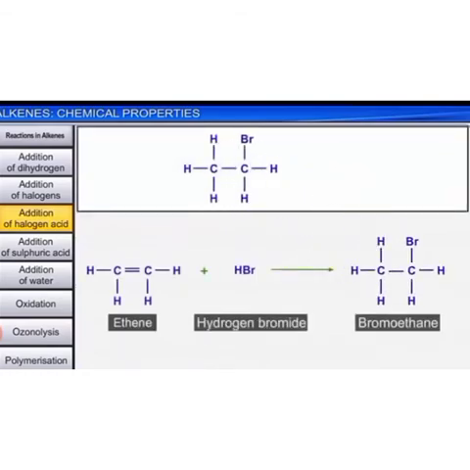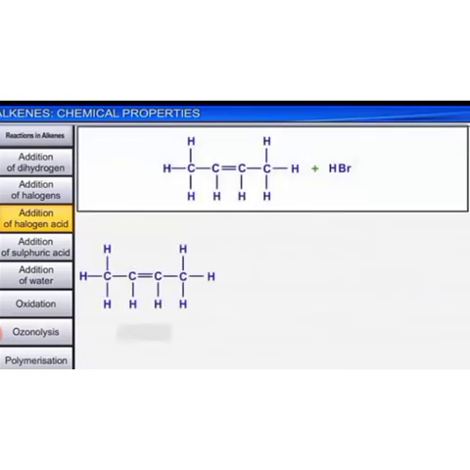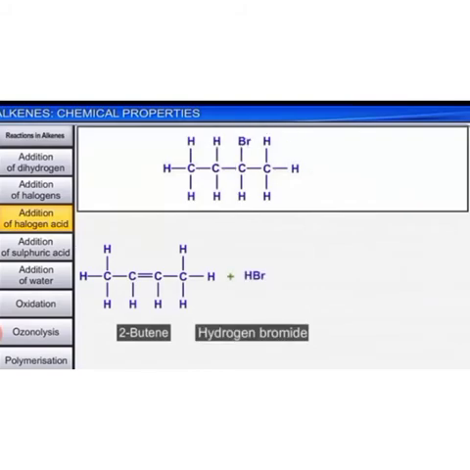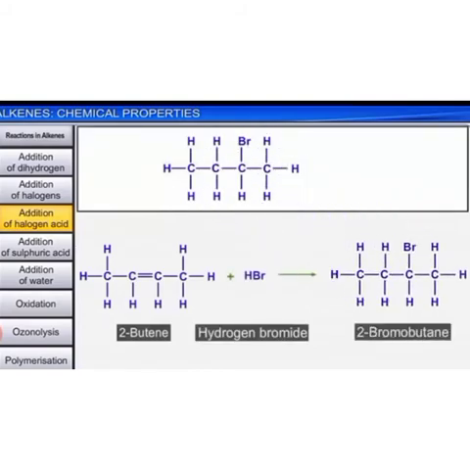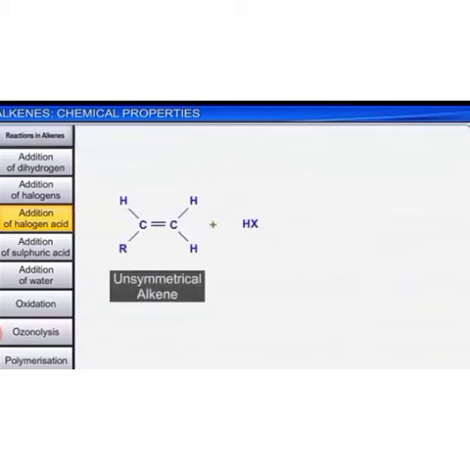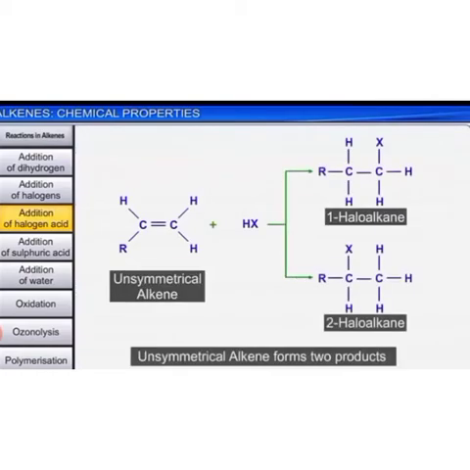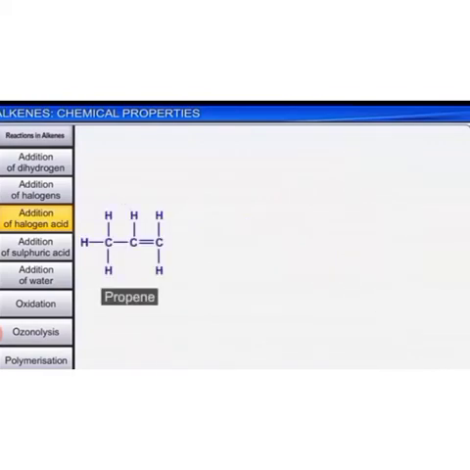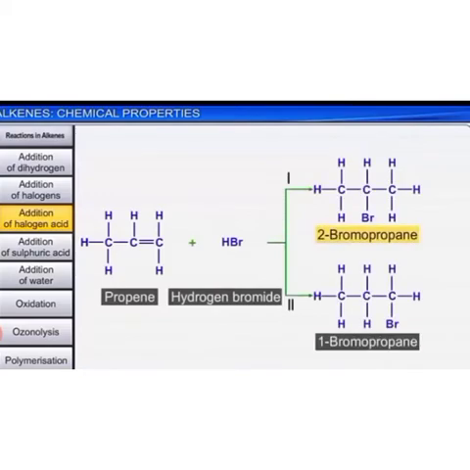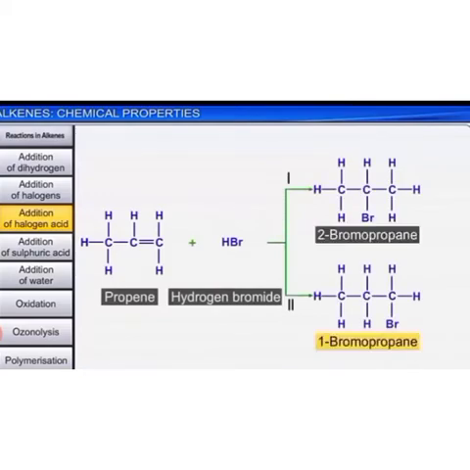or 2-butene with hydrogen bromide gives 2-bromobutane. However, in the case of unsymmetrical alkene, two products are formed. For example, propene reacts with hydrogen bromide to form 2-bromopropane and 1-bromopropane. Of these, 2-bromopropane is a major product.